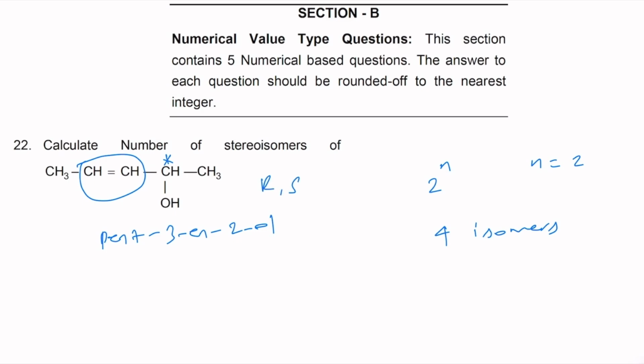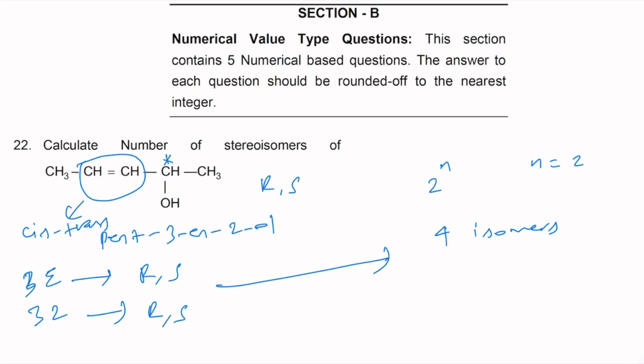But then you have to consider geometrical isomerism, cis and trans also here. Or you can call it E and Z. So 3E and 3Z also. This 3E will have R and S and this 3Z also will have R and S. And that's why it is 4. Therefore, 4 isomers is the correct answer here.